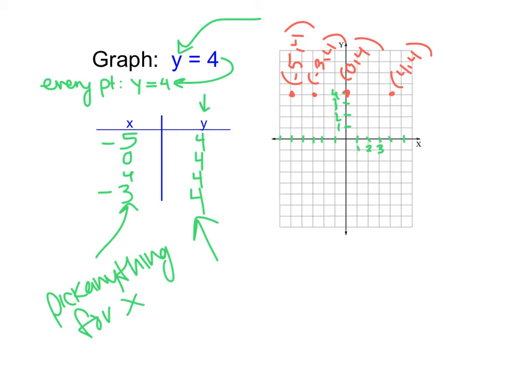And hopefully what you're starting to see is when you have all your y values equal to 4 and your x values not having any restrictions, as you plot all of those points, they begin to form a line horizontally. So we have a horizontal line here where all of the points have a y value equal to 4.